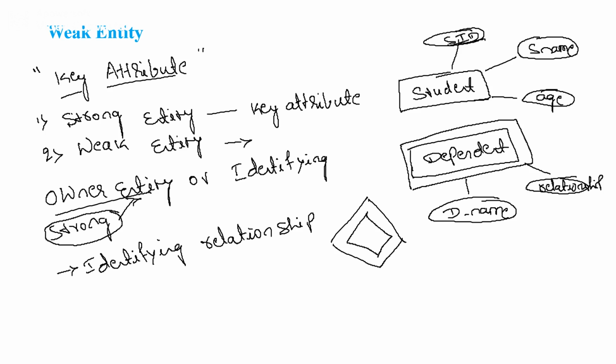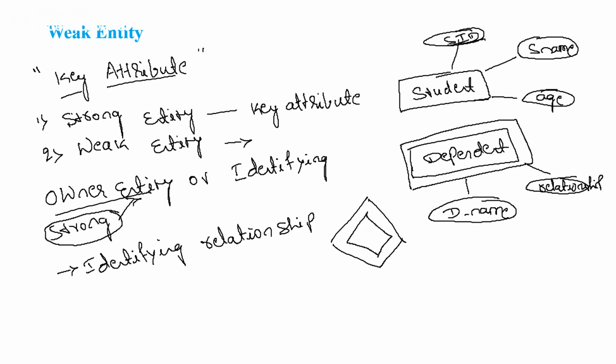So when we want to retrieve the value of a weak entity type, then I require a relationship. Through that relationship, I can extract the value of that weak entity type too. So that is nothing but that the dependent needs to have a relationship. That relationship type we are calling an identifying relationship. That identifying relationship will be represented by using a double rectangle box.